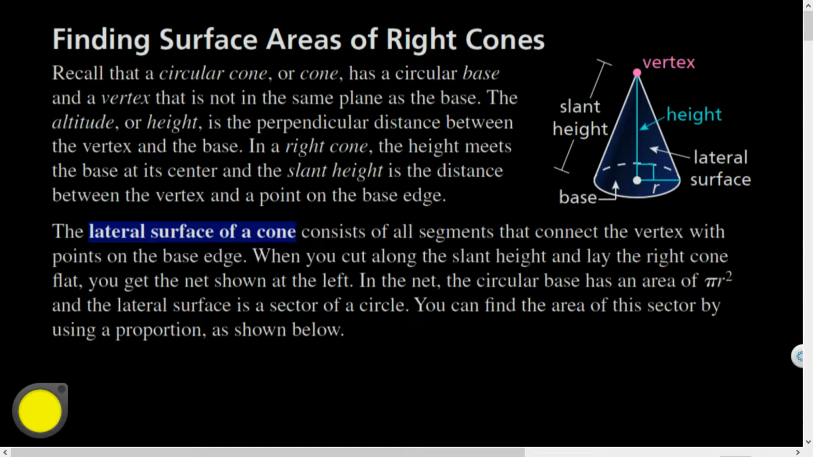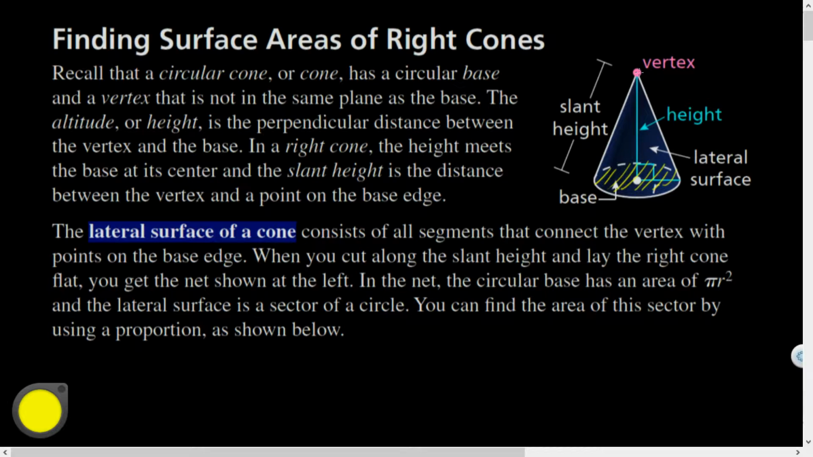This is called a right circular cone. It says recall. This is assuming that you've seen this figure in 8th grade, probably before, perhaps. A right circular cone, or cone, has a circular base, and a vertex that is not in the same plane as the base. The only new thing for us is this idea of slant height.